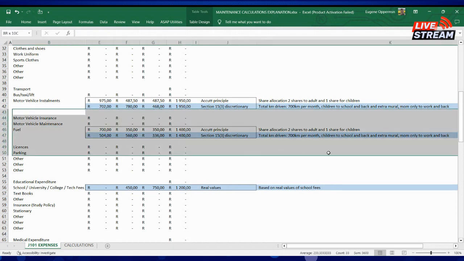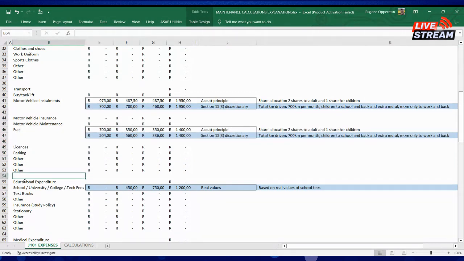So this is what I meant by why it is to your advantage to use a spreadsheet in order to allocate this, because that would mean that the amounts that you claim would be fair and reasonable. And there's also a way that you can indicate to the court that you gave it some thought, you gave it some consideration on how these amounts were arrived at.